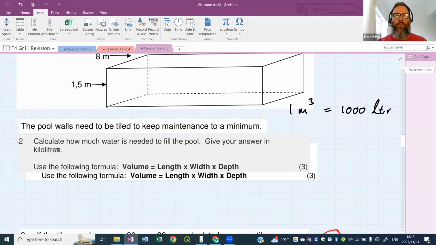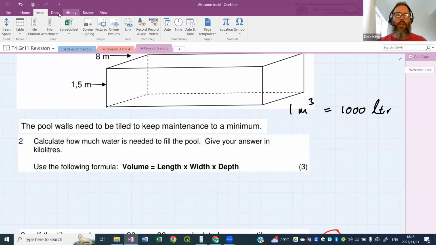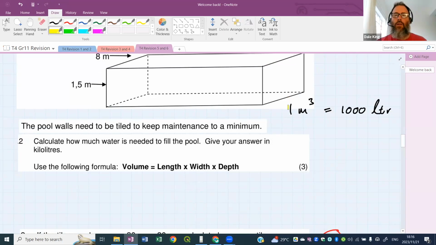There we go. A new number 2. And we're going to need this conversion here.